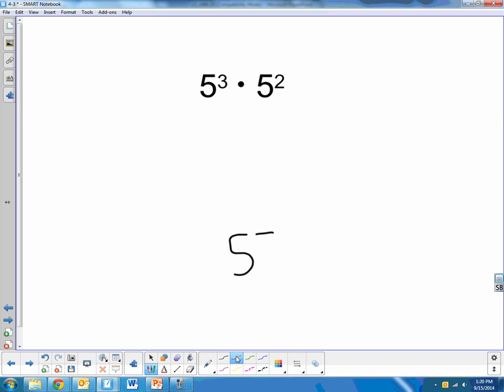And so if we look at this and we think about it, 5 to the third power is 5 times 5 times 5. 5 to the second power is 5 times 5. So if we do 5 to the third times 5 to the second, we've got 5 times 5 times 5 times 5 times 5. And that breaks down into a base of 5 multiplied by itself 5 times as a factor. And so our final answer then becomes 5 to the fifth power. The base of 5 being multiplied by itself a factor of 5 times, 5 to the fifth.